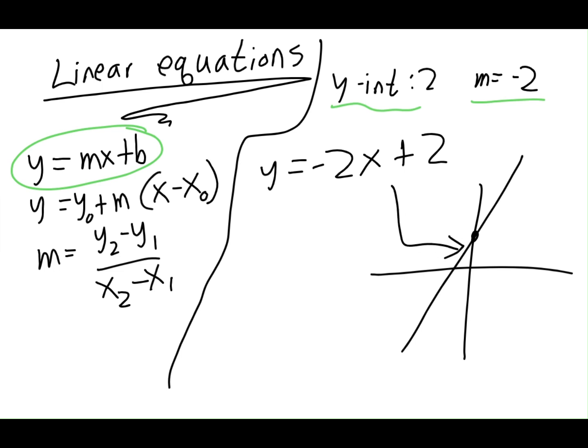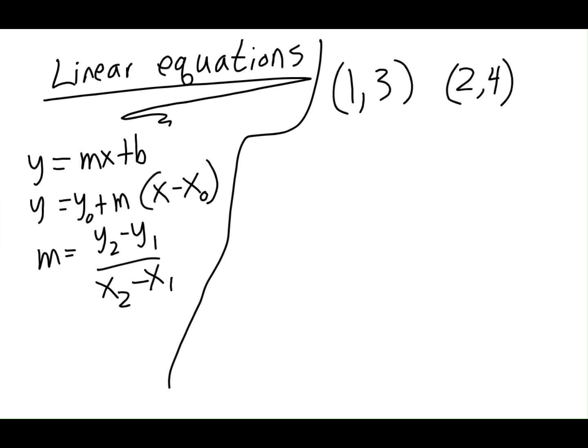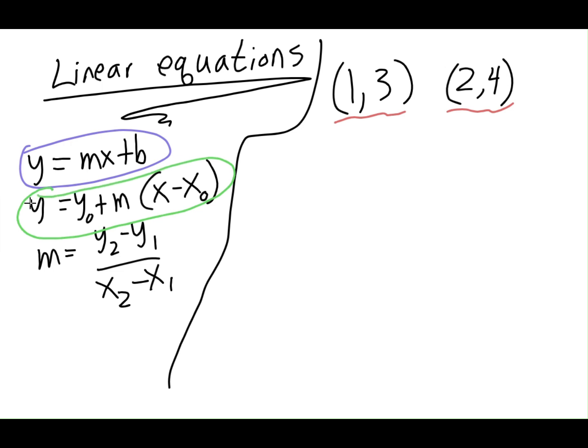All right, let's do another one. So again, we want to find an equation of a line, but this time we want to find one that goes through these 2 points, (1, 3) and (2, 4). Now, if I look at these options here, this one is only good if we know the intercept. So I'm not going to want to use that. This one is only good if we know the slope and a point. Well, we only know 2 points, but we don't know the slope.